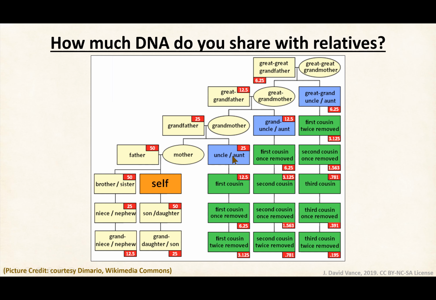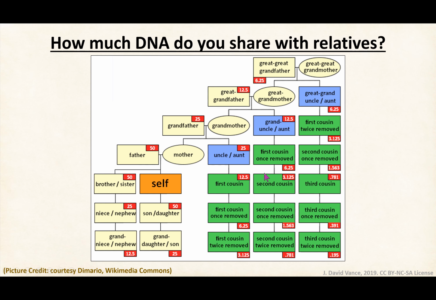Over on this side, you share 25% with an aunt and uncle, 12.5% with a first cousin. Then when you go even farther, it's 3.25% with a second cousin. And it gets even progressively smaller. So these actually become useful percentages because if you find out you share, let's say, 10% of your DNA with someone and you don't know what your relationship with them is, you can look on these charts and say, okay, well, what range would I have to be? What relationship would I have to be for it to fall in that range?